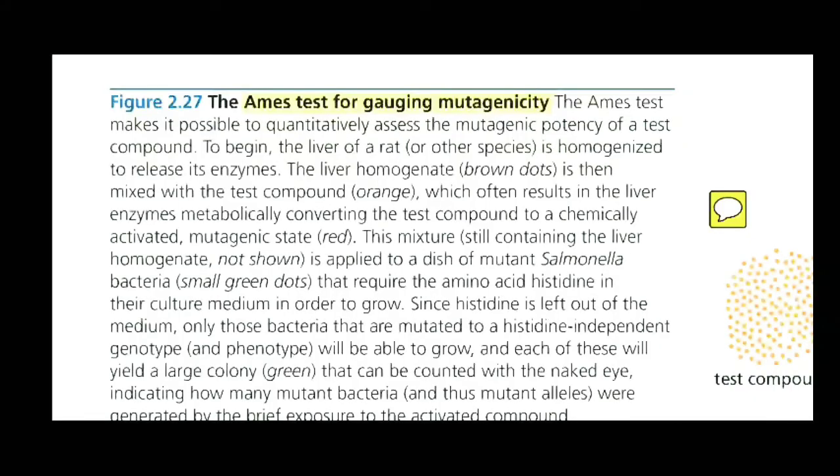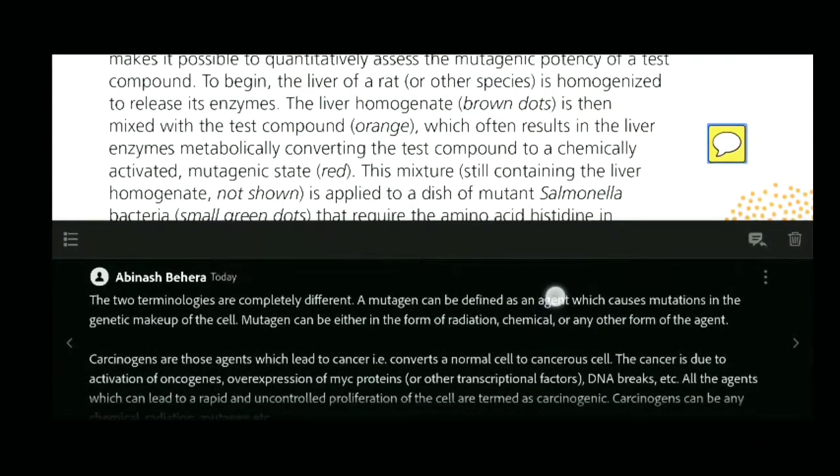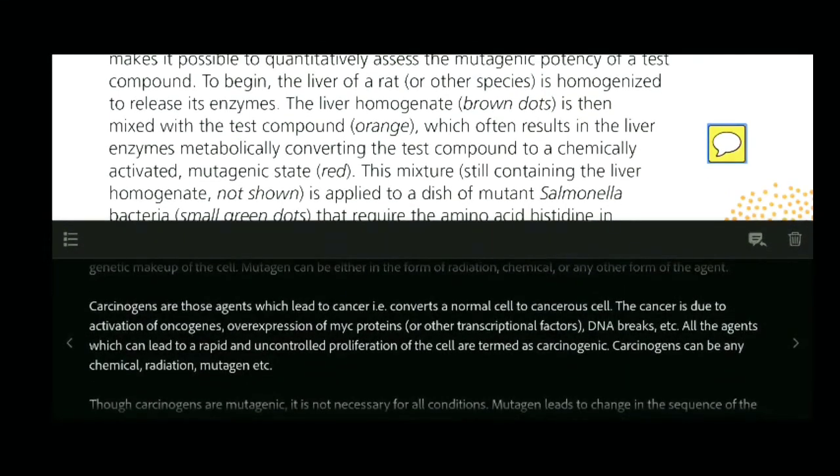Welcome guys, today's topic is the Ames test, the simplest but most commonly used test to know whether a substance is a mutagen or a carcinogen. Before going into this, let me clarify the basic difference between mutagens and carcinogens. Carcinogens are agents which lead to cancer, that convert normal cells to cancer cells.